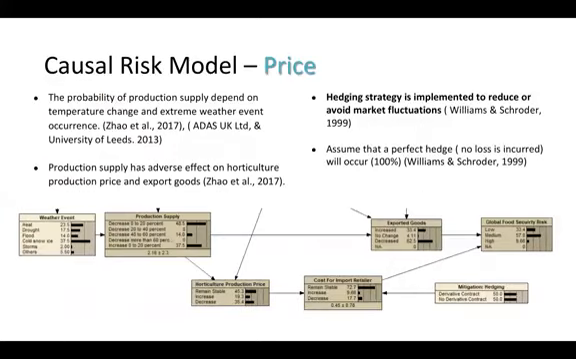In the price component of the network, we explained that supply level influences change in production price and the amount of food exported, ultimately affecting food security.